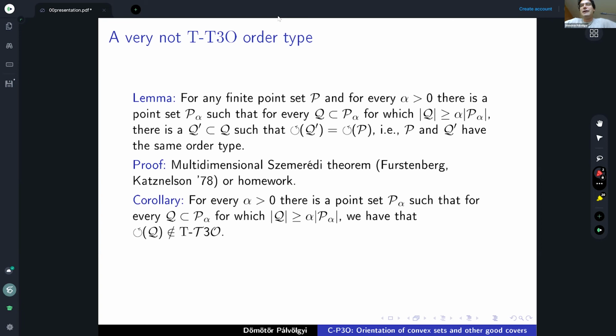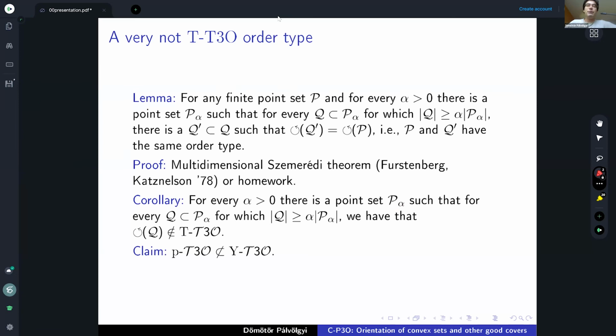And as a corollary, we have already seen that there's a point set that's not a T3O. And now using this, I can take a point set so that whenever you take a big part of that point set, that will not be a T3O. Why? Because in any big part, I can hide this small thing that was not a T3O. So now I have a point set that not just is not a T3O, but is very not a T3O, this P alpha. So this was the extra trick that we needed.